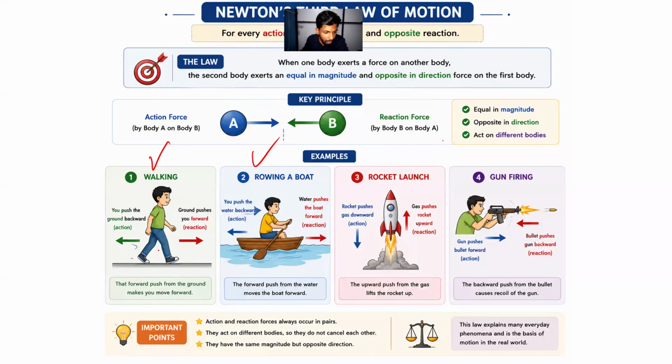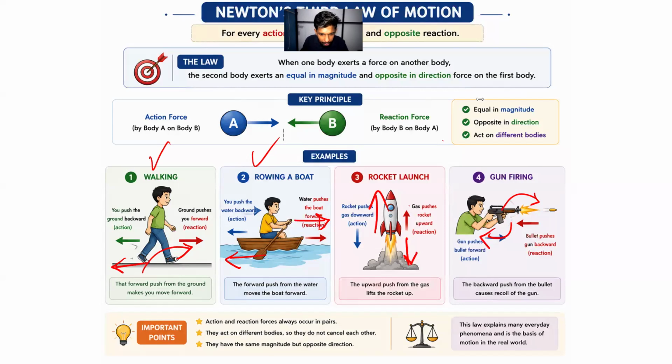In the walking pull, you will be applying a force on the land, and the surface will apply another force, Newton's third law. And when you are boating, what will happen? You will be applying a force on the water, and the water will apply a force back, Newton's third law. In the rocket, the rocket will push the air and the air will push the rocket, Newton's third law. In gun firing, the gun will push the bullet, and the bullet will push the gun back, Newton's third law.